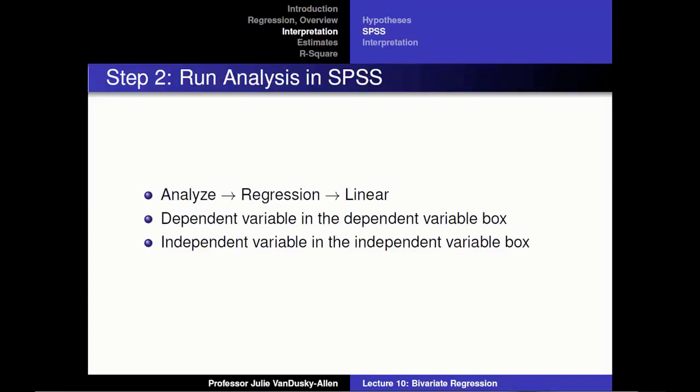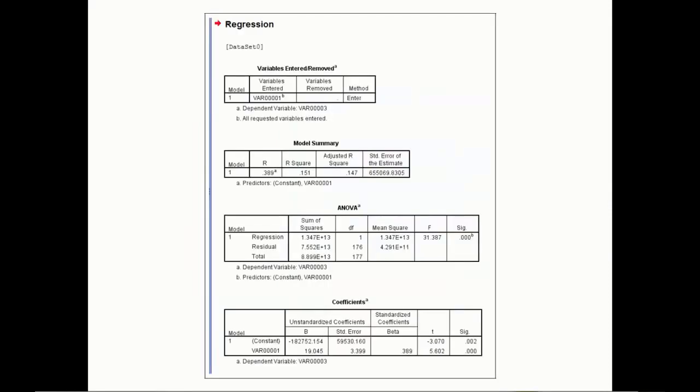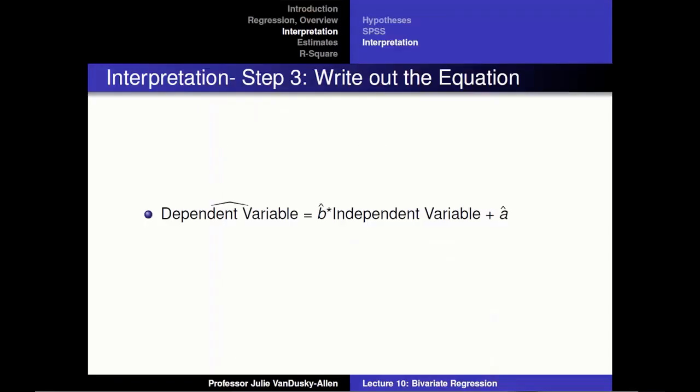After you write your hypotheses, you run your analysis in SPSS. In SPSS, you click Analyze, Regression, Linear. You put the dependent variable in the dependent box, and you put the independent variable in the independent box. This is what a regression output from SPSS looks like. The third step is interpreting these results.